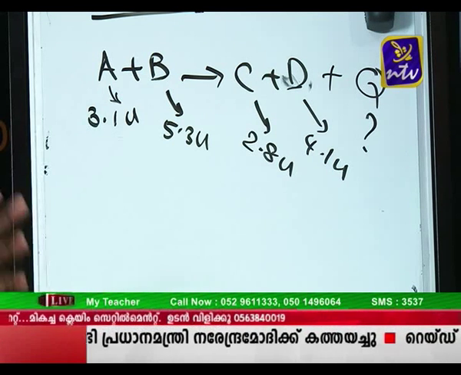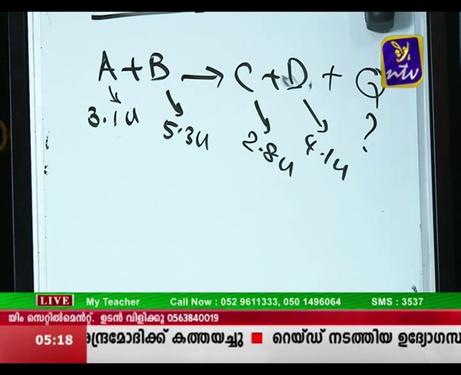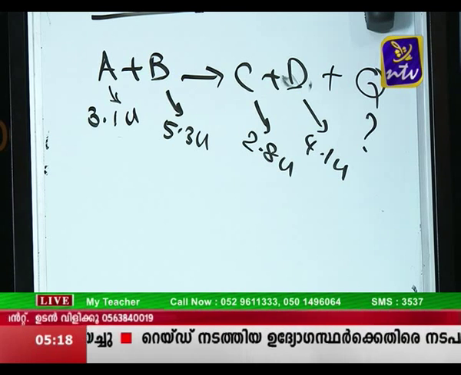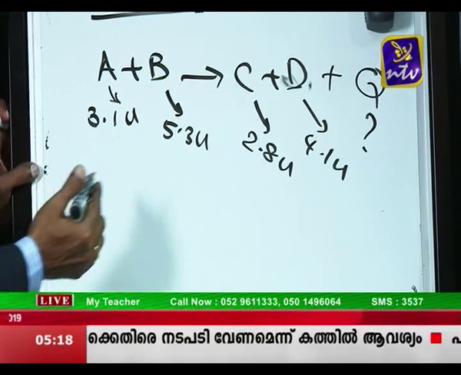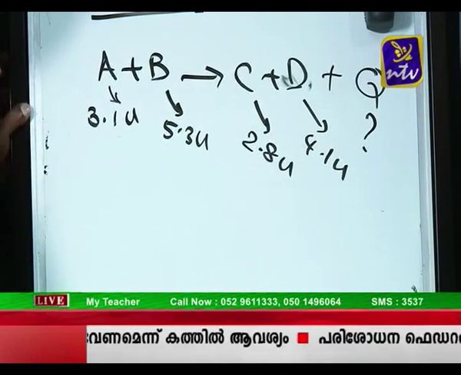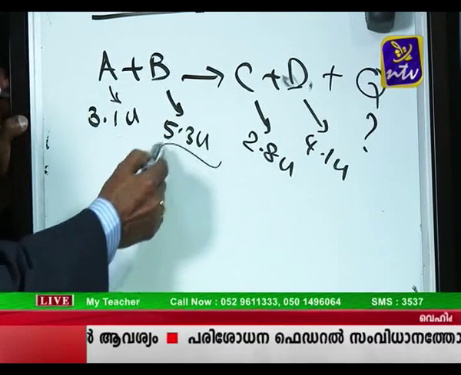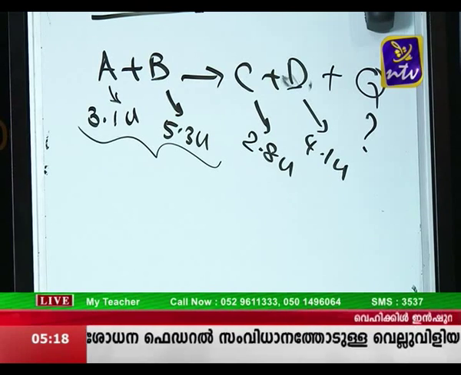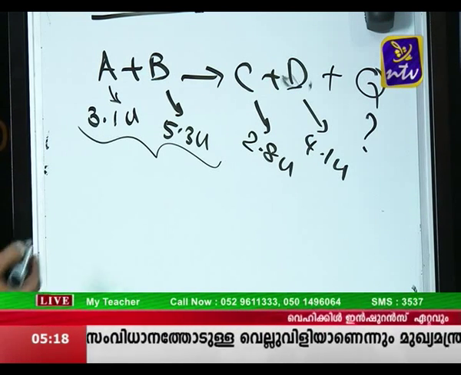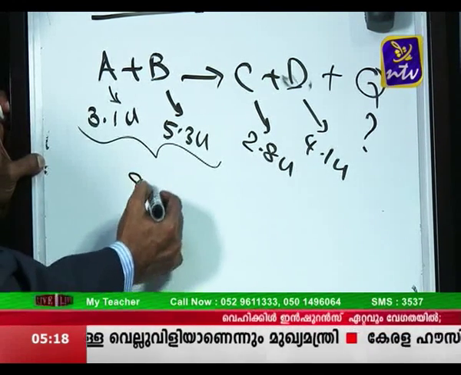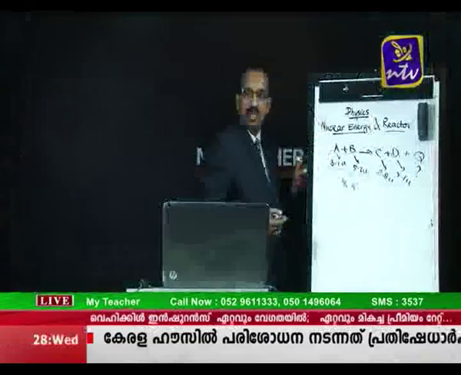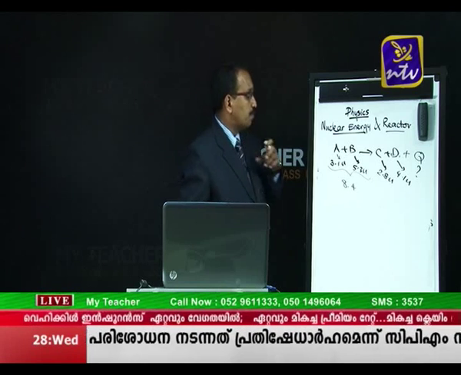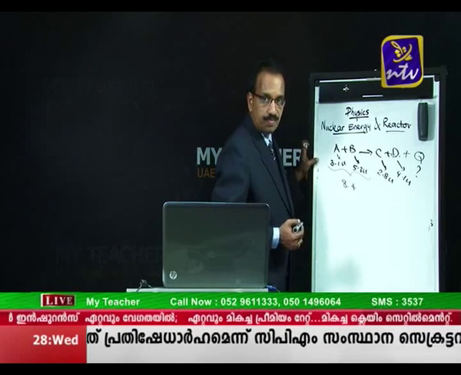Question is, how much is the energy released during the reaction? So the thing is that you can make out clearly how much is the energy released. Let's see. What will be the mass of the reactants before the reaction happening? Mass is definitely 8.4 AMU. See, 5.3 plus 3.1, that is 8.4 AMU.